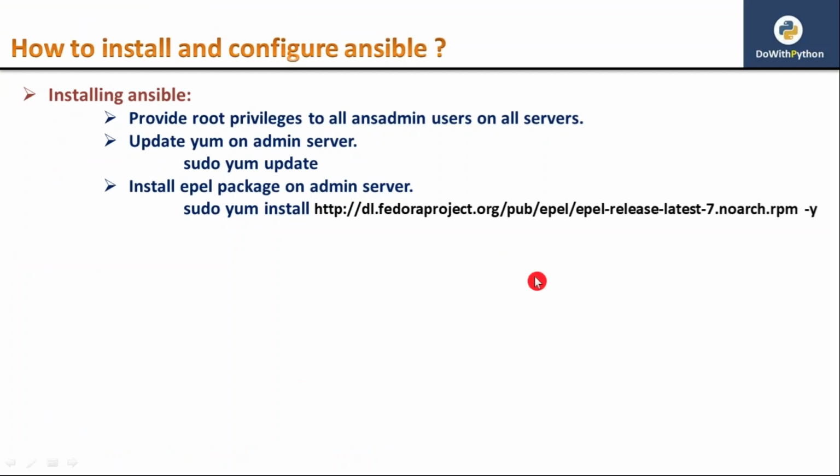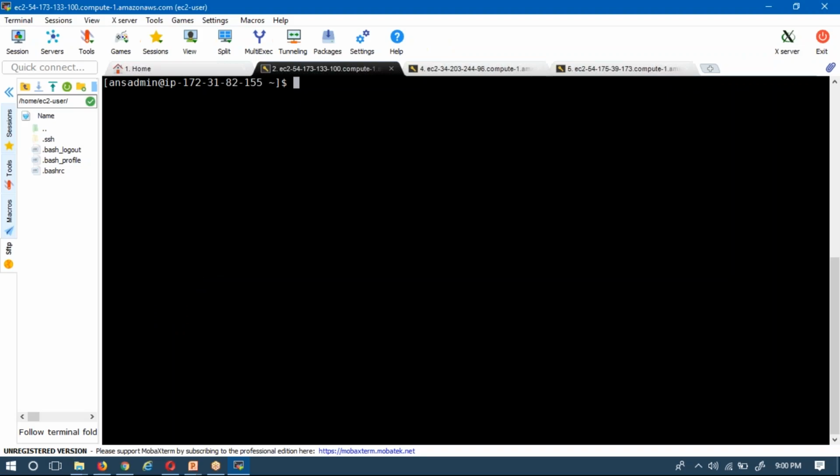Once you have this extra package on your admin server, then the next thing is to install Ansible using yum. So for that the command is yum install ansible -y. Without -y also you can do it. So without -y what will happen? With -y what will happen? I will show that. So sudo, we know that we are not root, but we have root permissions, that's why we are using sudo. Okay, sudo yum install ansible.